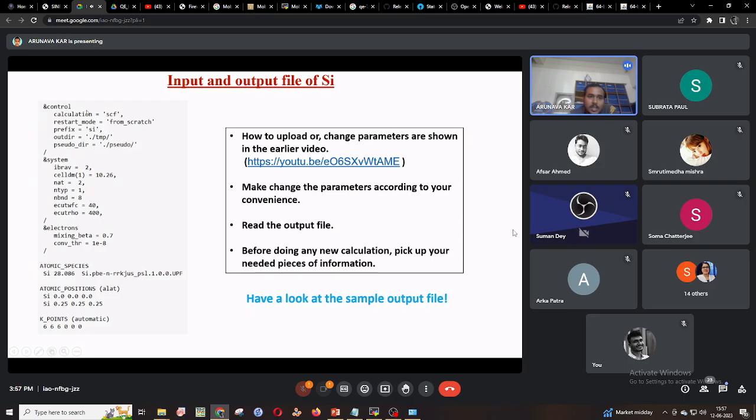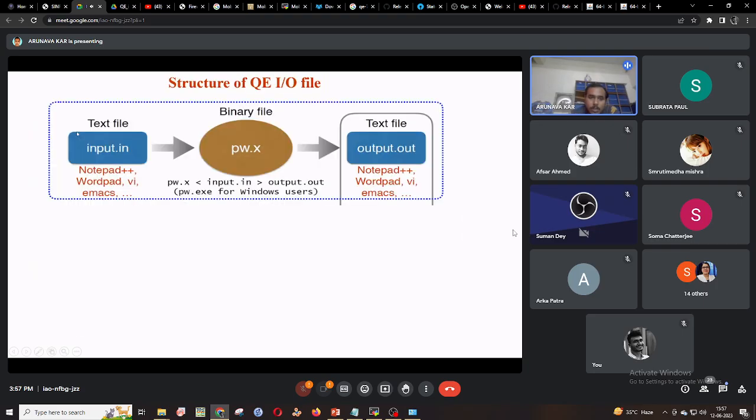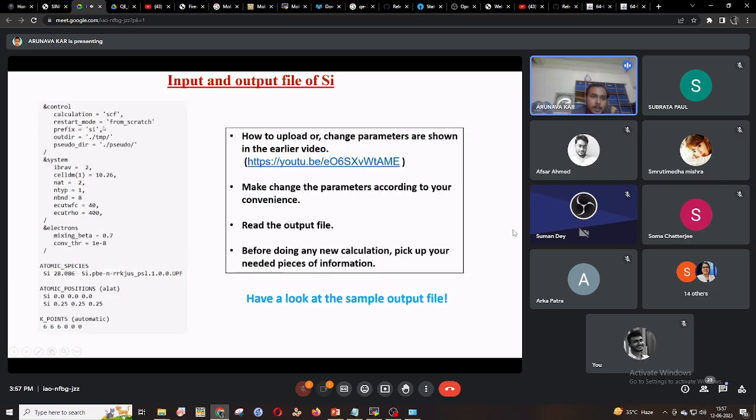This is the control unit. This is the input file for silicon. This is the cell dimension. I am using SCF here. I need to start from the very beginning. I have used silicon as prefix. My out directory is temp, which means under this temp directory my output files will be stored. This is the pseudo directory where I have put my pseudopotential, the silicon pb rrkjus file. I have put it in pseudo.